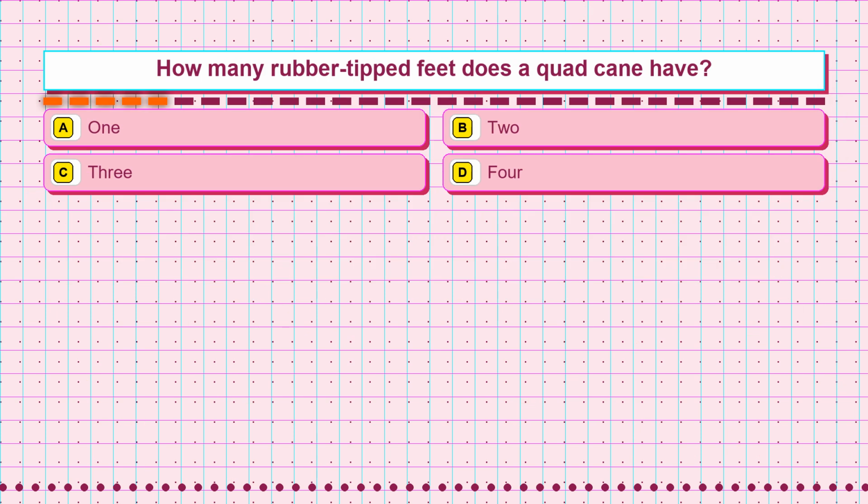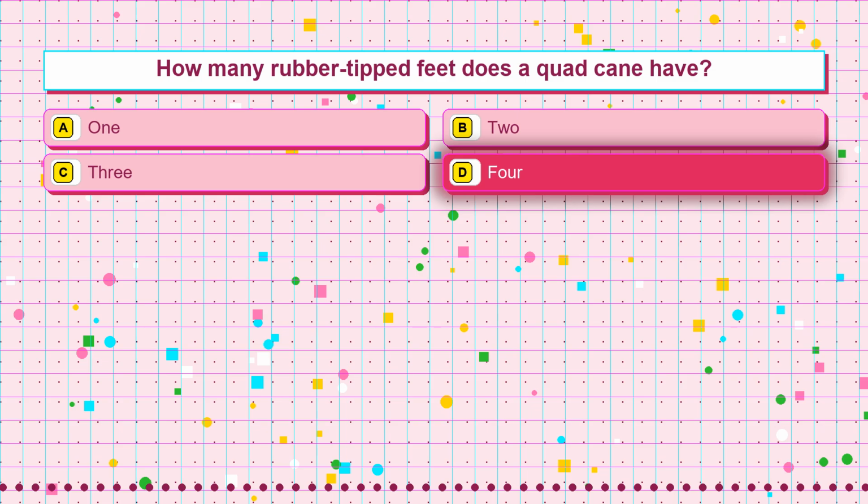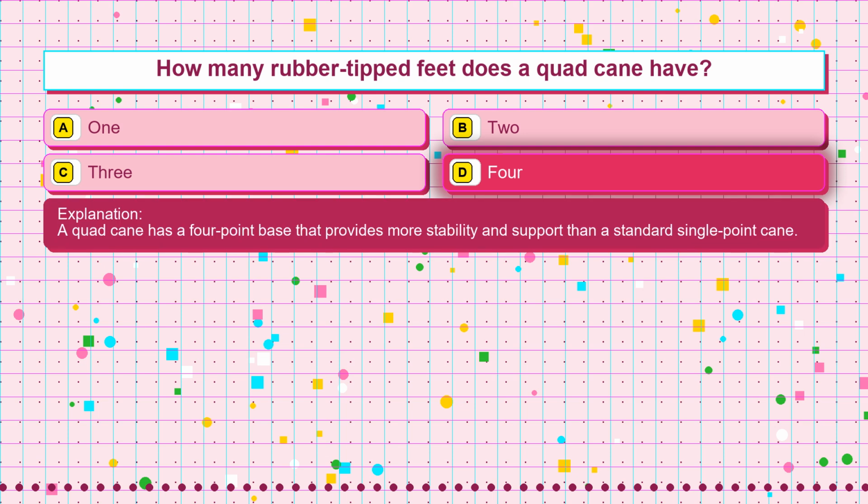Question 81. How many rubber-tipped feet does a quad cane have? Option A, 1. Option B, 2. Option C, 3. Option D, 4. The correct answer is option D, 4. A quad cane has a 4-point base that provides more stability and support than a standard single-point cane.